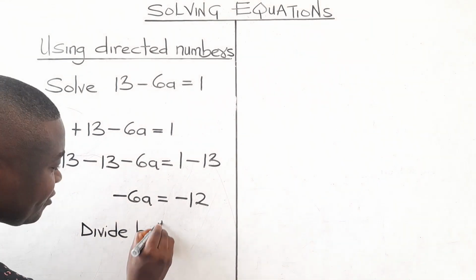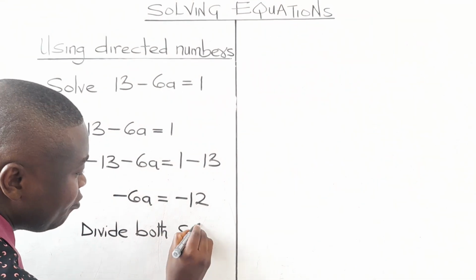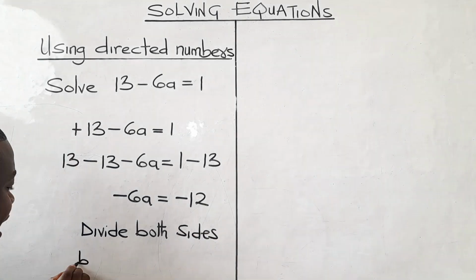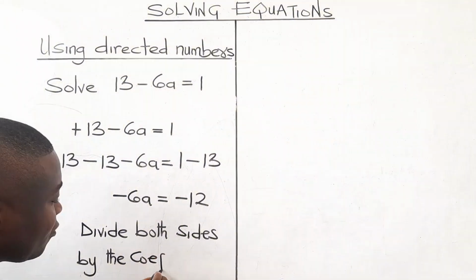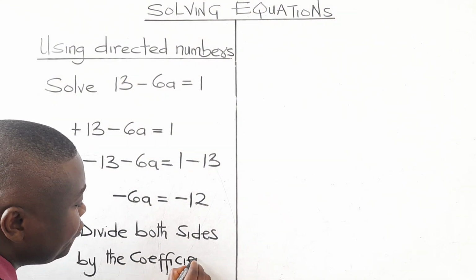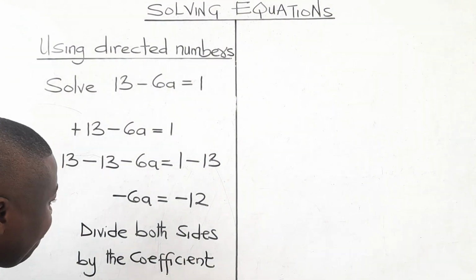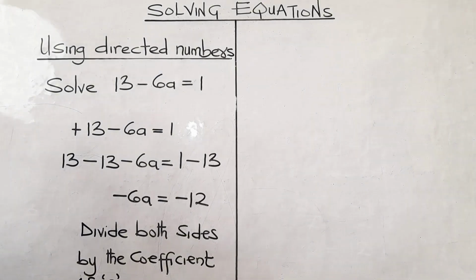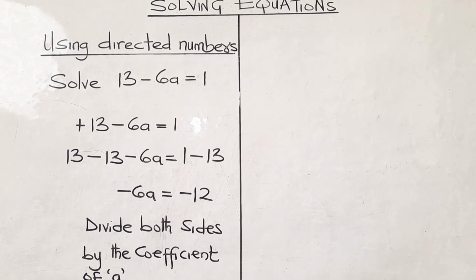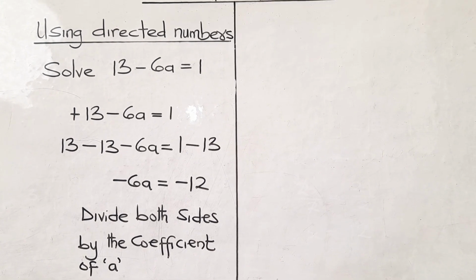So you just divide both sides by the coefficient of the unknown a, because a is the unknown. Okay, now this takes us to the other part of our board.